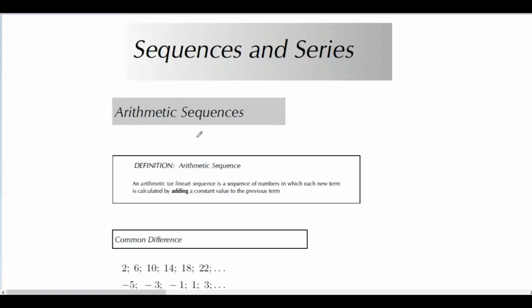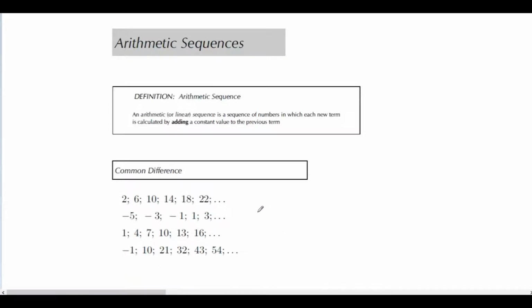So arithmetic sequences. These are just by definition, we have the definition on the screen at the moment. It's a sequence of numbers in which each term is calculated by adding a constant value to the previous term. The constant value is also known as a common difference. First of all, a sequence is just a list of numbers, where they are in a specific order, so the order does matter, right? Like here I have four of them, just to give you a quick example.